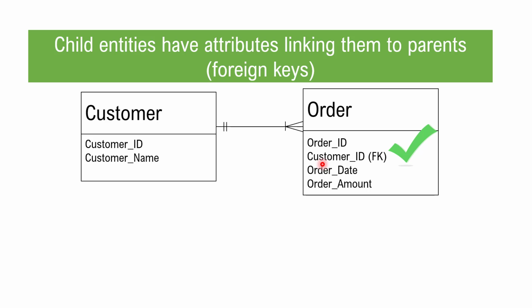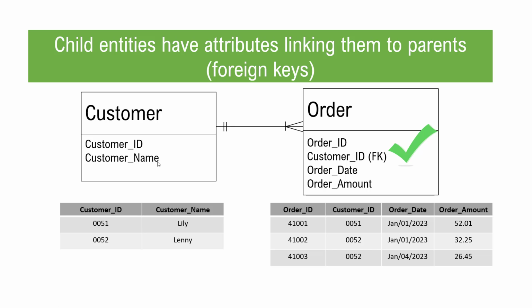And that's where this attribute belongs, customer identifier, with the child. So this is the right way to do it. Foreign keys usually are placed in the child data entity, and they establish a relationship to the parent, in this case to the customer. Here's an example now. We have in a table customer, we just list information about our customers, Lily and Lenny. And then my table orders will have all of the orders indicating which customer each order belongs to. So I see here Lily has one order and Lenny has two orders.